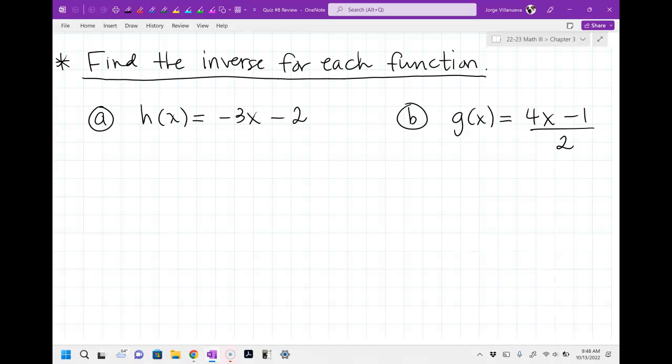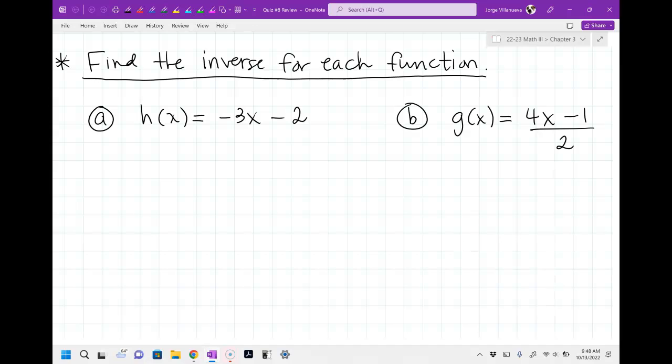Now, for your inverses, you guys have to remember this is a 5-step process. Usually very quick though, right? The first 3 are pretty quick. The 4th one takes a little bit of time. The 5th one's pretty quick. Okay? But we're going to find the inverse for each function.